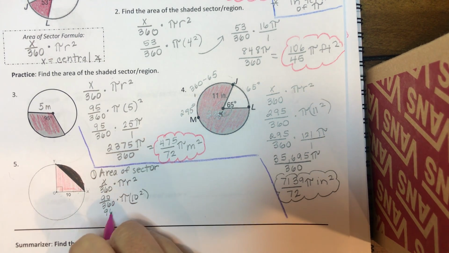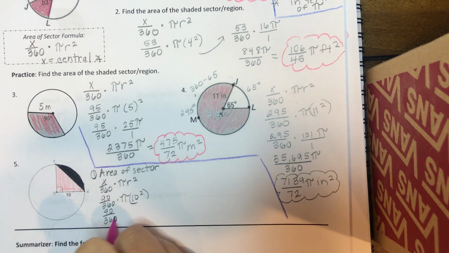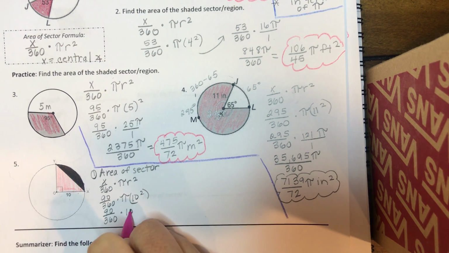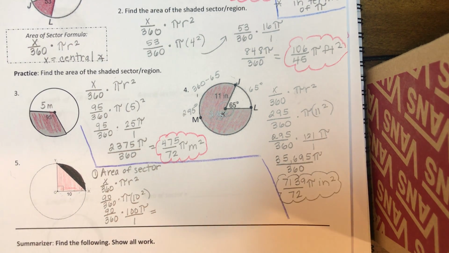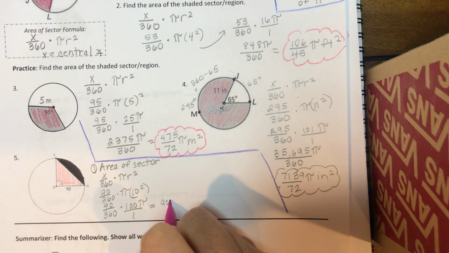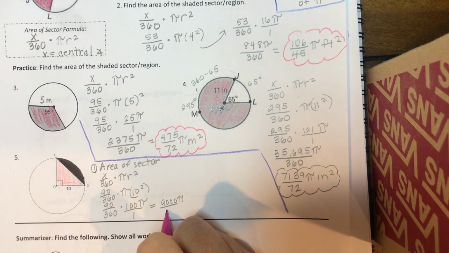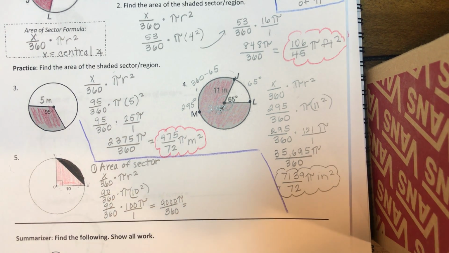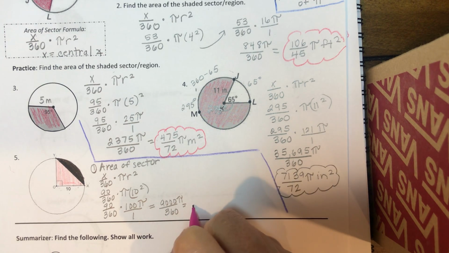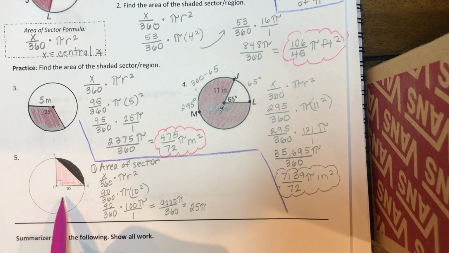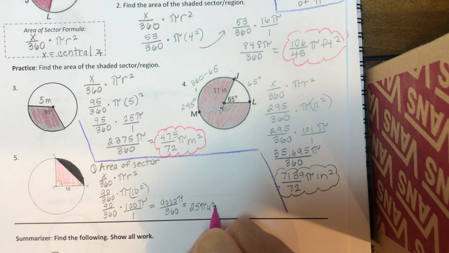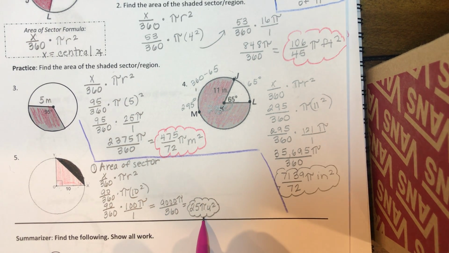So 90 over 360 times 100 pi over 1 will give us 9,000 pi over 360, and that actually simplifies to 25 pi. Now, they didn't give us any units. If they don't give any units, just put u squared for units squared. All right, bubble your answer. We're going to need that in a minute.